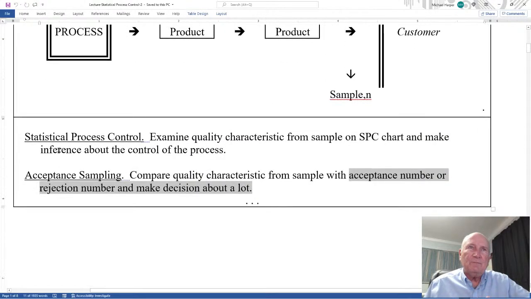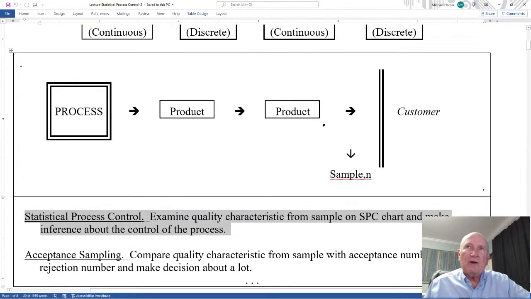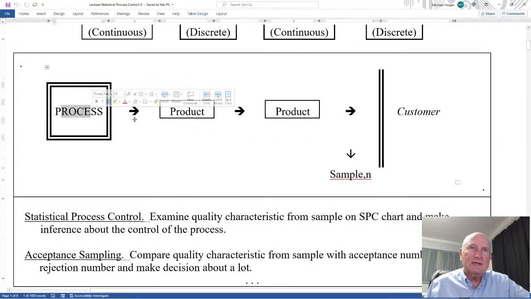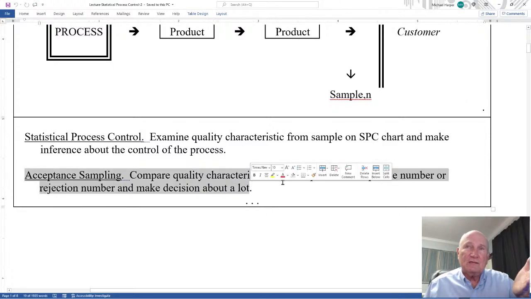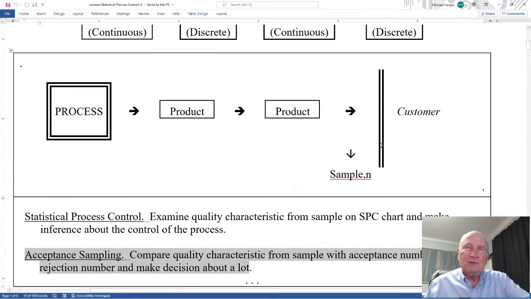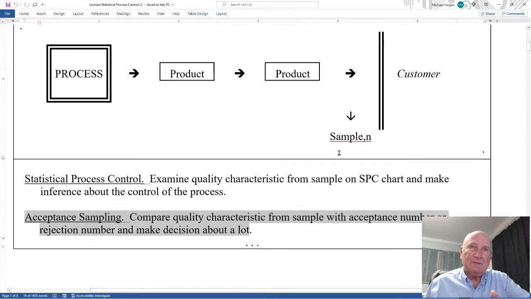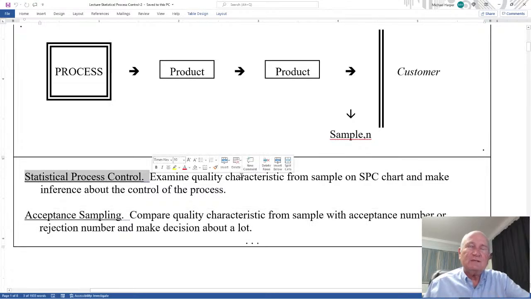We're going to focus on process control charts where we are inferring the control of a process. And notice acceptance sampling really doesn't infer any control of the process. It just makes decisions on the actual lot before it's going to the customer. So that's the concept. So let's investigate statistical process control.